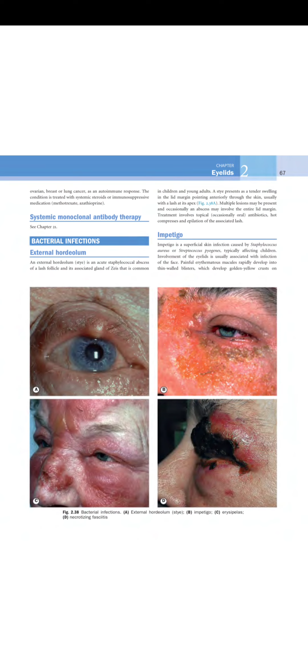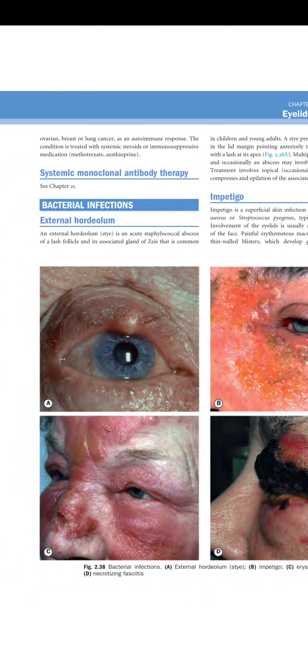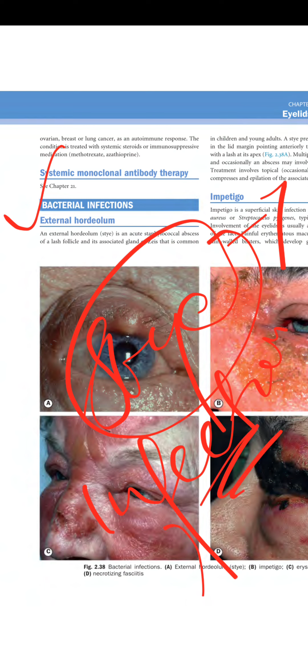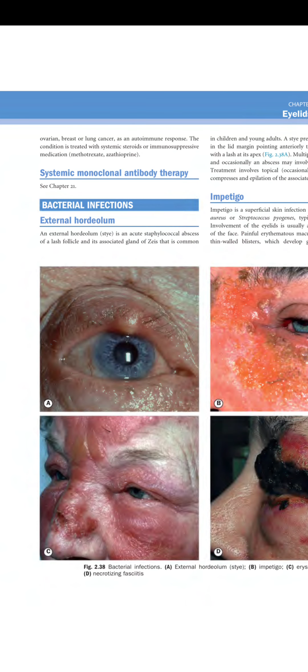Bacterial infections. Now very important is the bacterial infections of the eyelid. One is an external hordeolum, very important, which you encounter in your OPD most of the time, is the stye. Stye is basically the infection of the lash follicles, and when the lash follicles are infected, the patient presents with pain and a nodule formation on the eyelid.